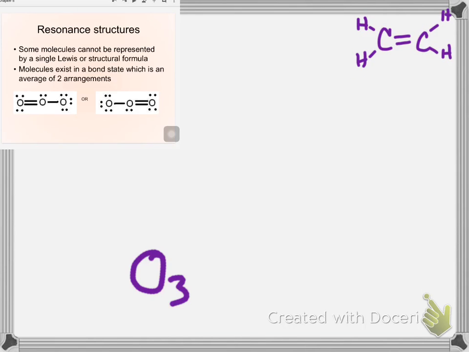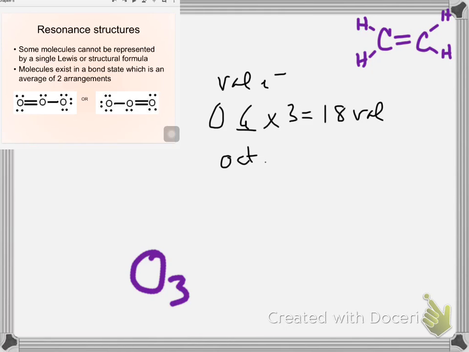Total number of valence electrons that this is coming in with. So we have oxygen, however many valence electrons that is, times 3. How many valence electrons does oxygen have? You have your periodic table out? 6. So this is coming in with 18 valence electrons.